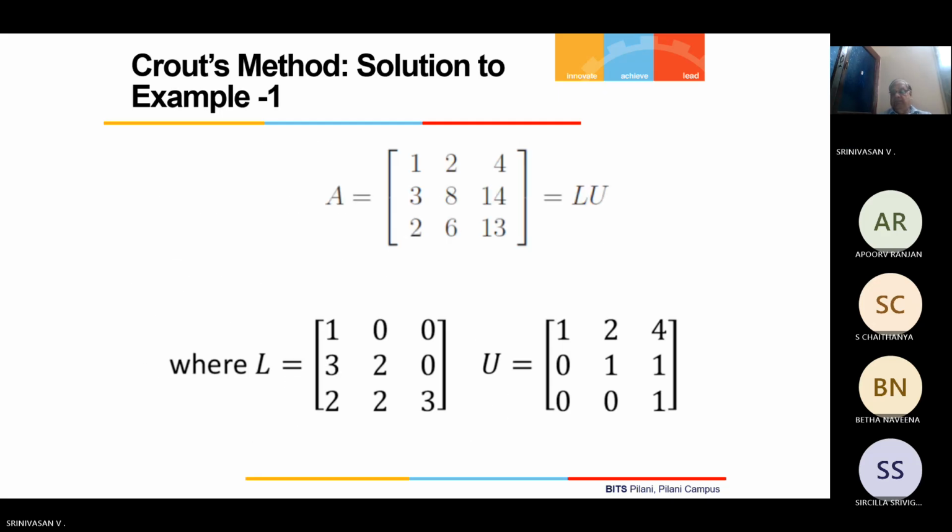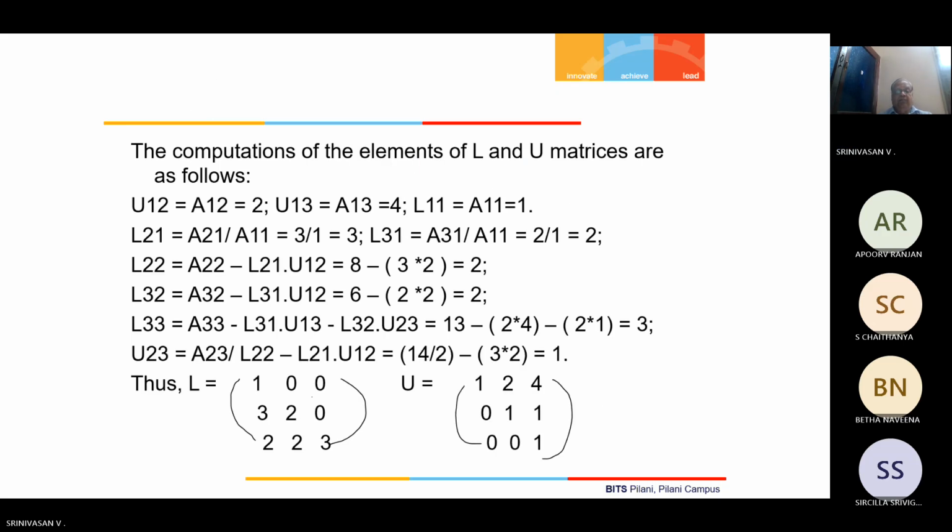A23 is 14. So 14 divided by L22, which is 2, minus L21 into U12. L21 is 3, into U12 which is 2. So 14 by 2 is 7, minus 6, gives 1. And this one has to come here.